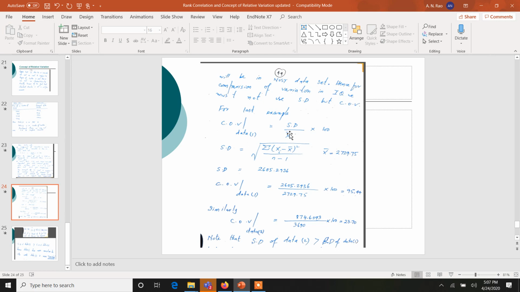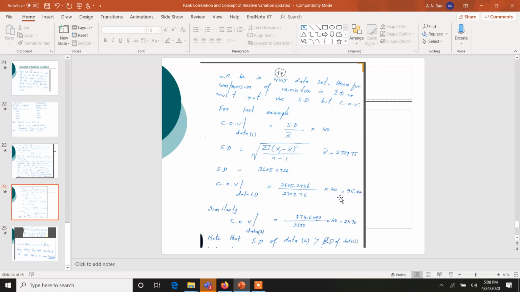So let's say we want to compare variation in the two data sets. What we will be doing is calculating the standard deviation and arithmetic mean in both the data sets and comparing them. For example, if the standard deviation in data 1 is this value, 605, and the mean is this, you just divide and you get the COV. So now you have the coefficient of variation of both the data sets. For data 2, you see its coefficient of variation is much smaller than the coefficient of variation of data 1.